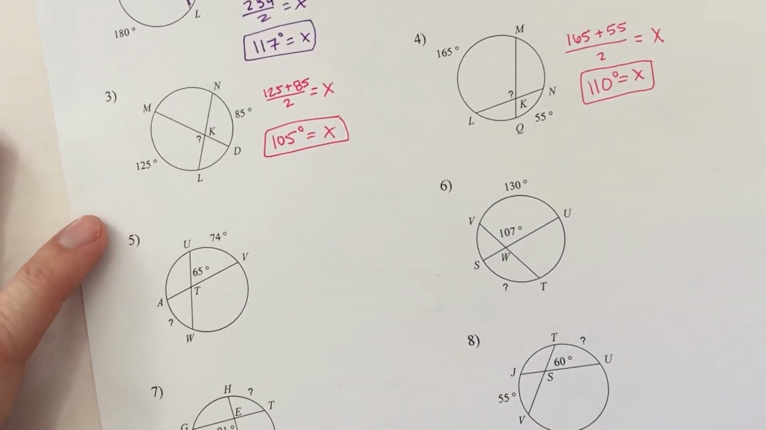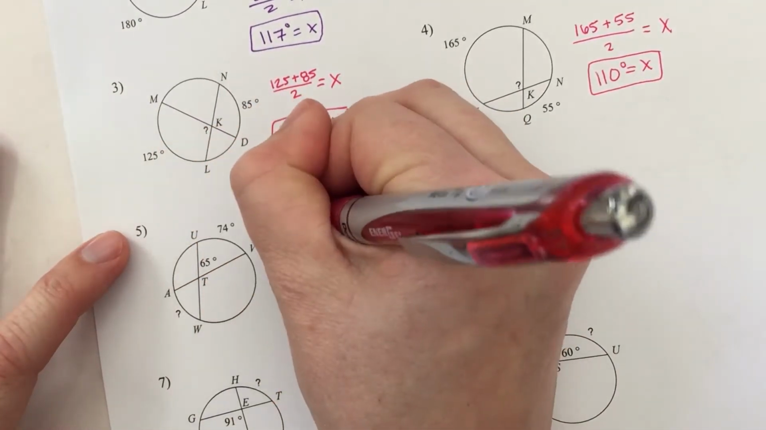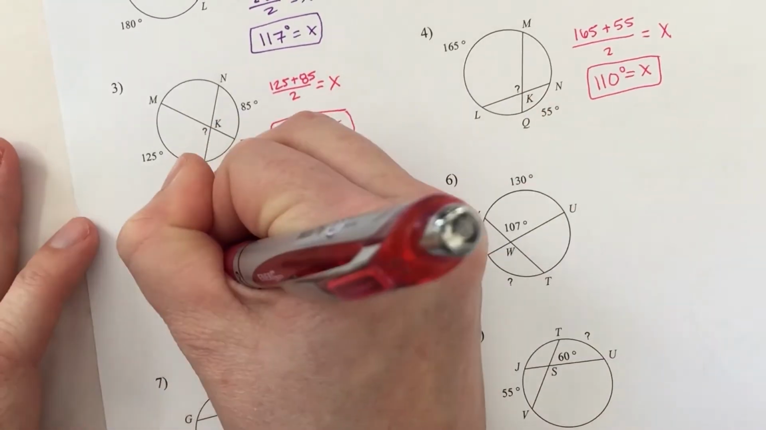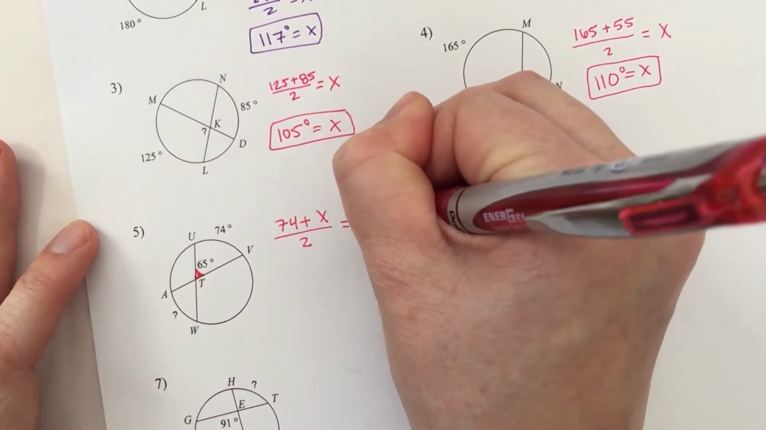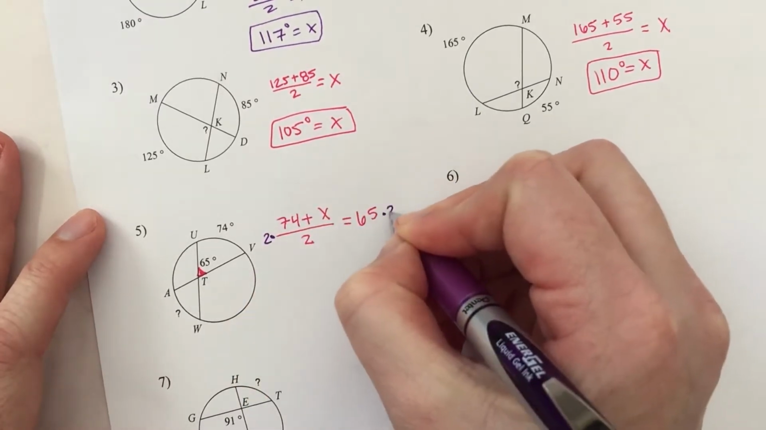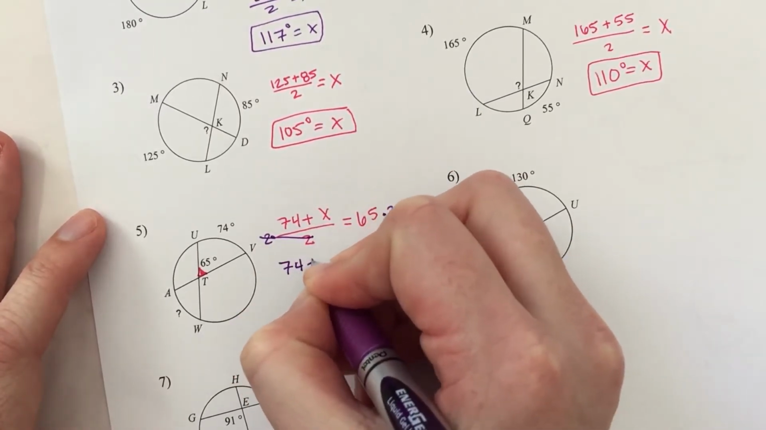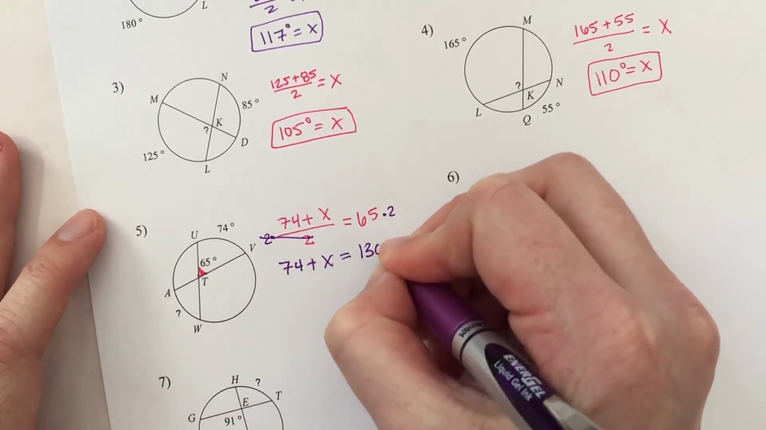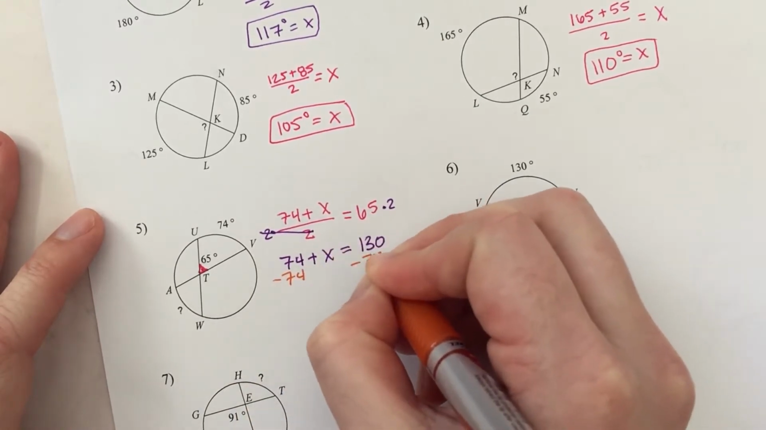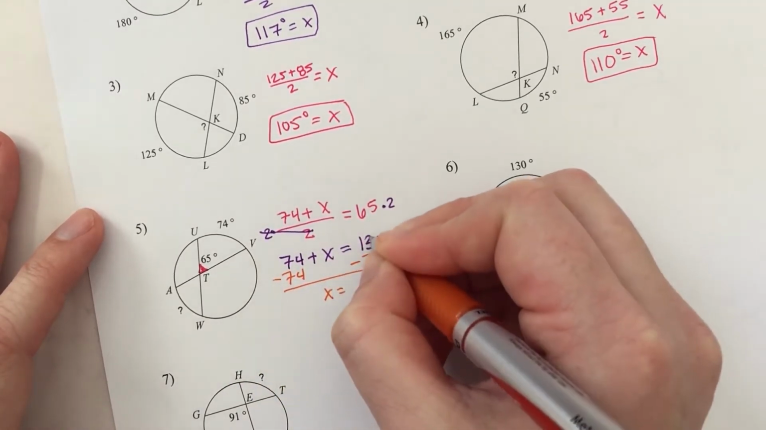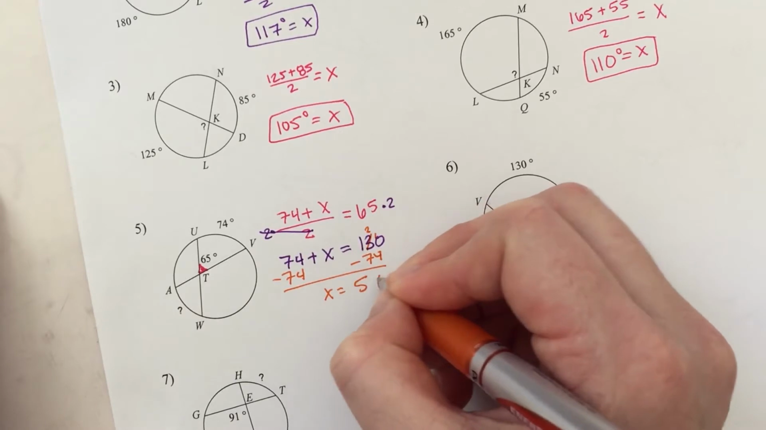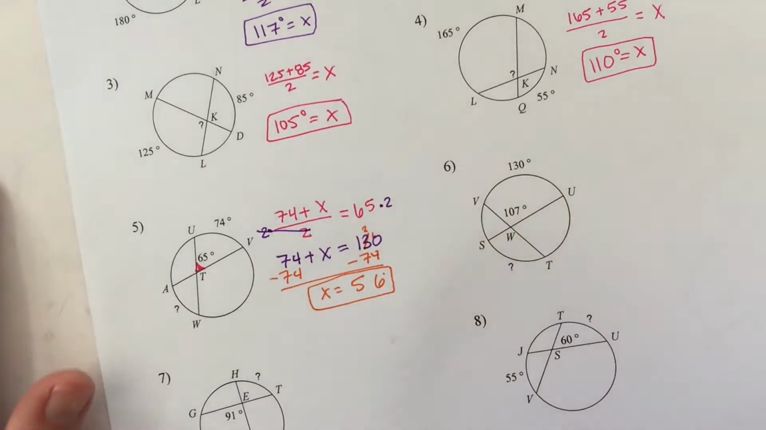Now I'm given on 5, I do the big arc plus the small arc divided by 2 equals the angle. I need to solve this, so I will times by 2 to cancel that out. That would give me 130. Now I minus the 74 and get 56 degrees.